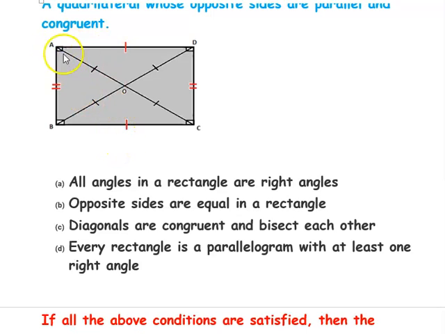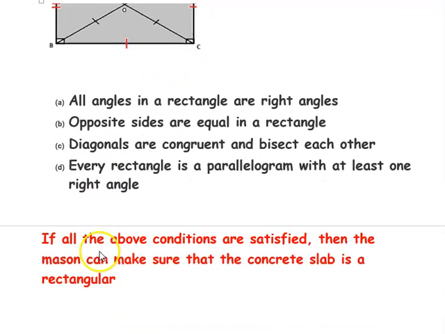Then you have to check the diagonals AC and BD. The diagonals should be equal in length, AC equal to BD. Every rectangle can also be checked with other conditions. The diagonals should bisect each other. Every rectangle is a parallelogram with at least one right angle, so it should be a parallelogram also. He can check with all these four conditions. If all the above four conditions are satisfied, then the mason can be sure that the concrete slab is a rectangular slab.